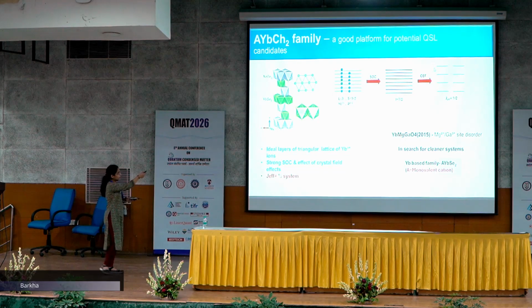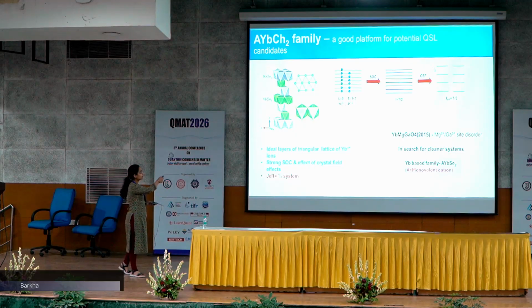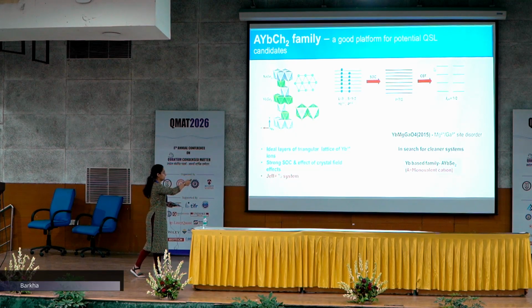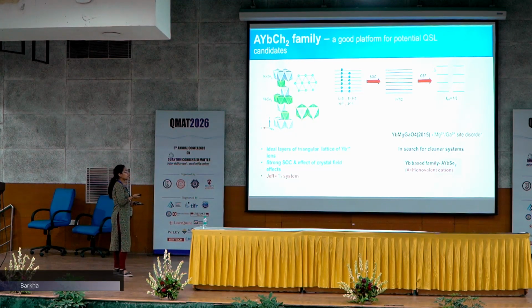This is a reference image showing the ytterbium 3+ ion splitting in D3D symmetry by spin orbit coupling and then the crystal electric field effect, which leads to the formation of the Kramer's doublets. So ytterbium magnesium gallium oxygen was the first discovered rare earth, or ytterbium based, frustrated magnetic system showing signatures proximate to the quantum spin liquid line.